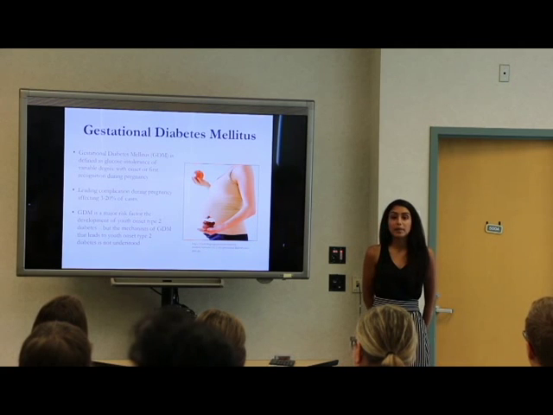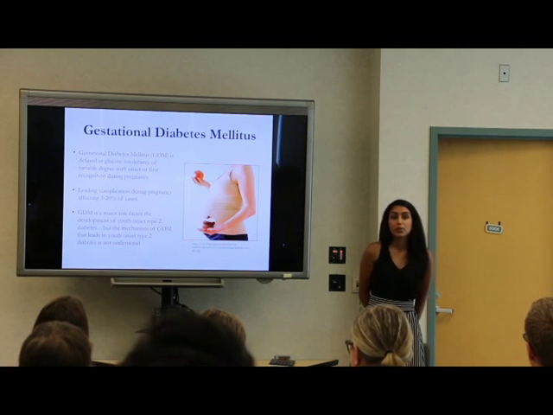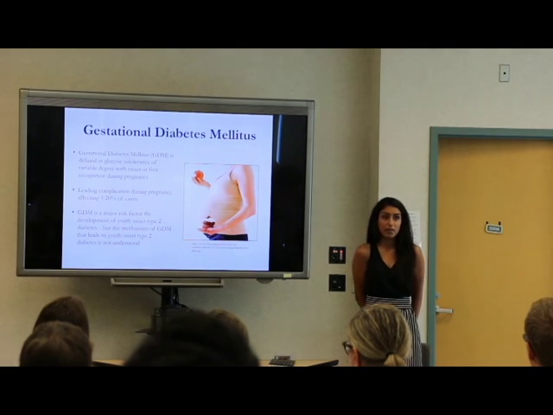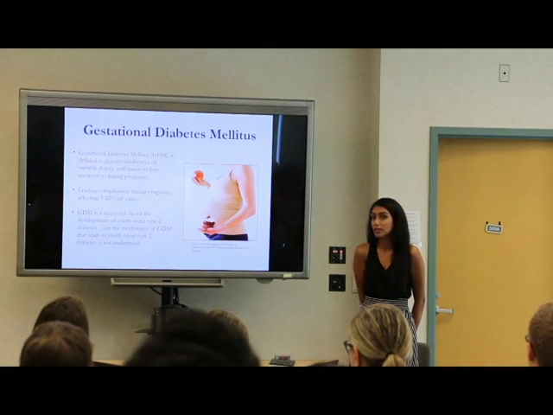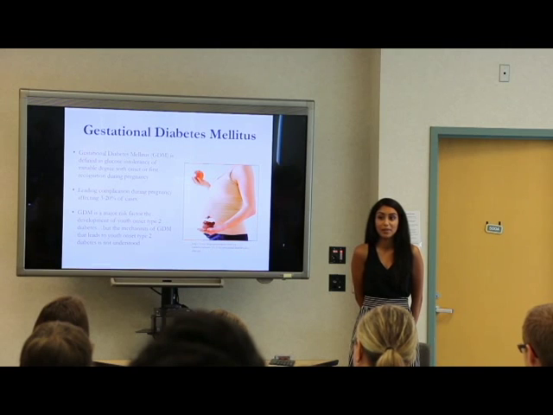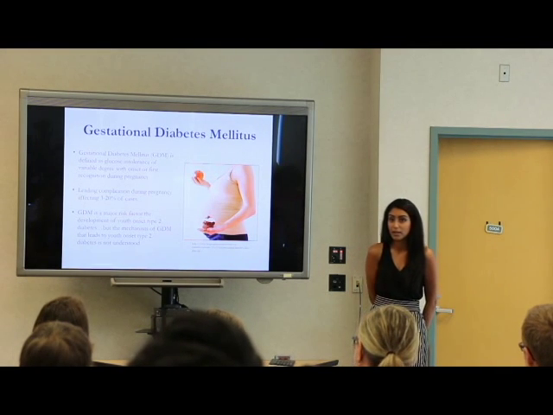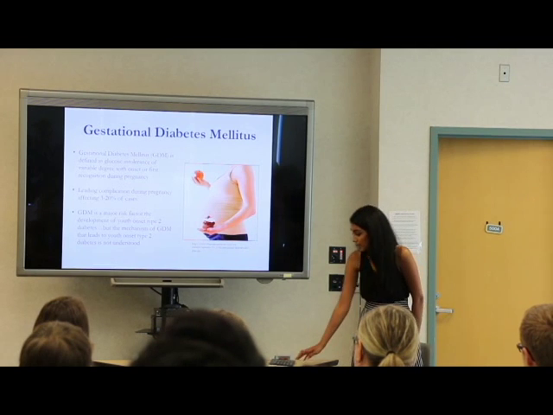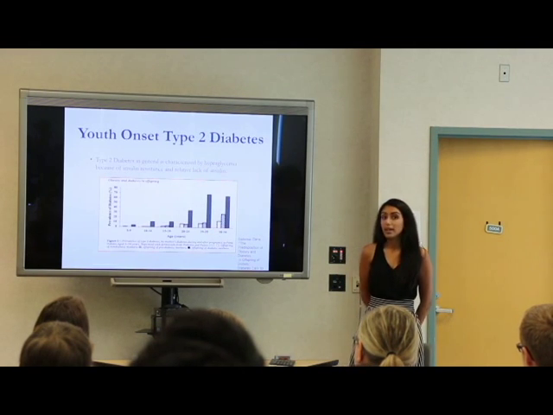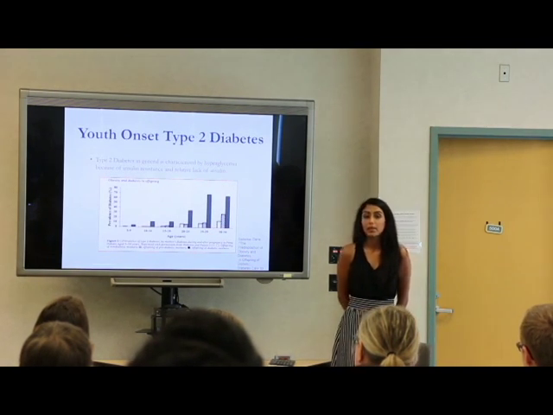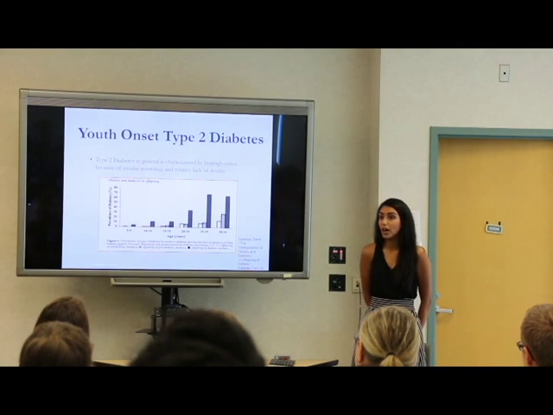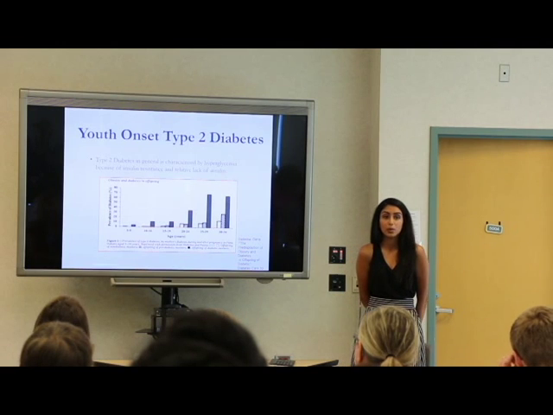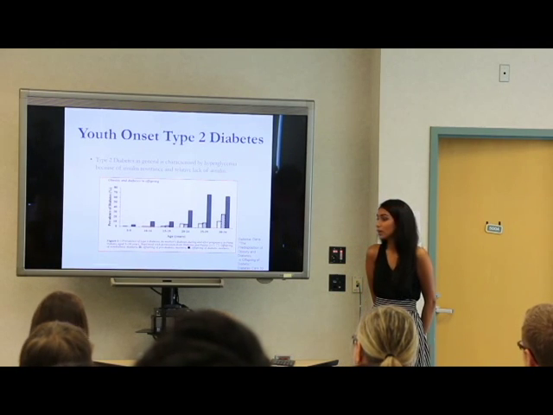So gestational diabetes mellitus is a type of glucose intolerance that occurs during pregnancy. It's the leading complication of pregnancy, affecting 3 to 20% of cases, and it's a major risk factor for the development of new onset type 2 diabetes. But the exact mechanism that links the two isn't well understood yet. Youth onset type 2 diabetes is a type of insulin resistance and relative lack of insulin that's associated with type 2 diabetes occurring in youth.